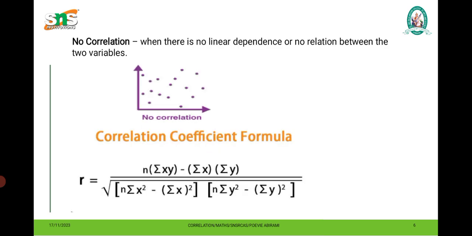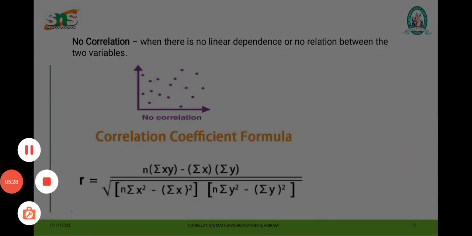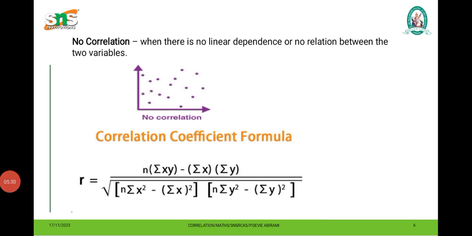The last one is no correlation. When there is no linear dependence or no relation between the two variables, then it is said to be no correlation. As I said already, the marks of the students do not belong to their physical appearance, so there will be no correlation.